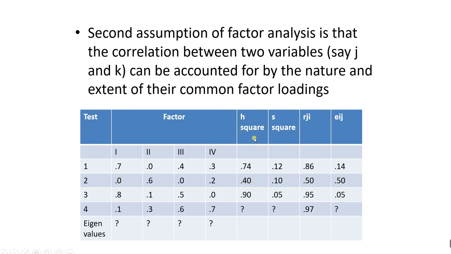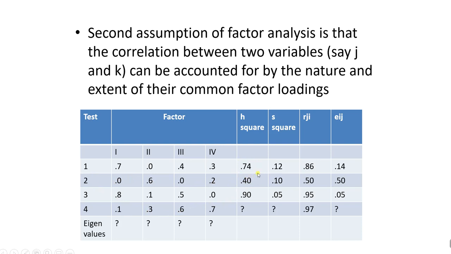Let us first go to the columns and understand what these columns are. So this H square is called communality. So this is the common variance. So 0.74 is the common variance of variable 1, the communality of variable 1. 0.40 is the communality or common variance of variable 2, like this.